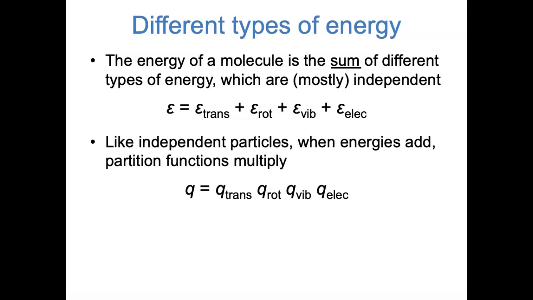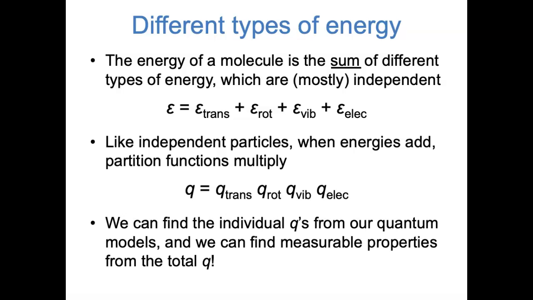In this case, we're not talking about different particles whose energies are adding together. We're talking about a single particle, a single atom or molecule that has different types of energies that are adding together: translational, rotational, vibrational, and electronic energies. But it turns out that the result is the same. When we have energies that add together, we have partition functions that multiply. So the total partition function of an atom or molecule that has different types of energies that add together is the product of the individual partition functions, the product of translational, rotational, vibrational, and electronic components of the partition function.